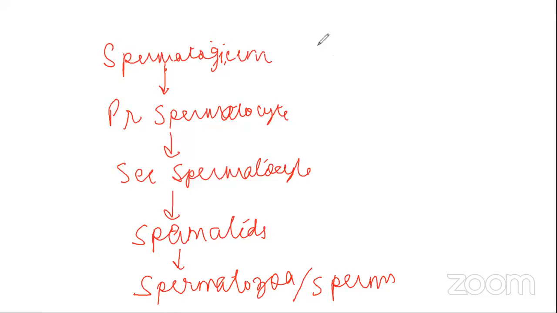But yes, please concentrate that there are different names given to these processes. The process of formation of spermatozoa from spermatids, from here to here, is called spermiogenesis. So only this step is called spermiogenesis.